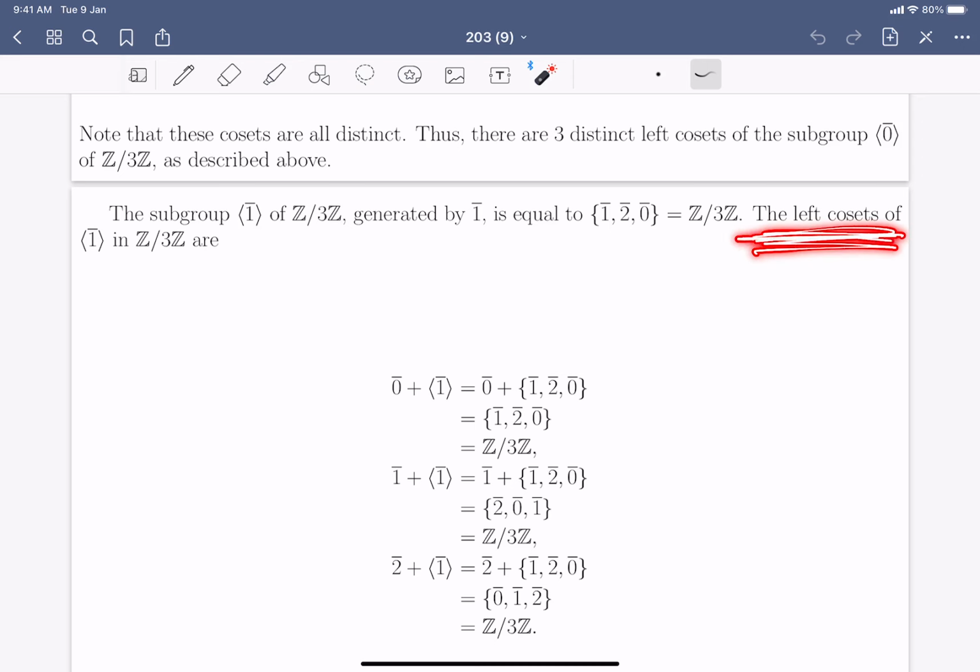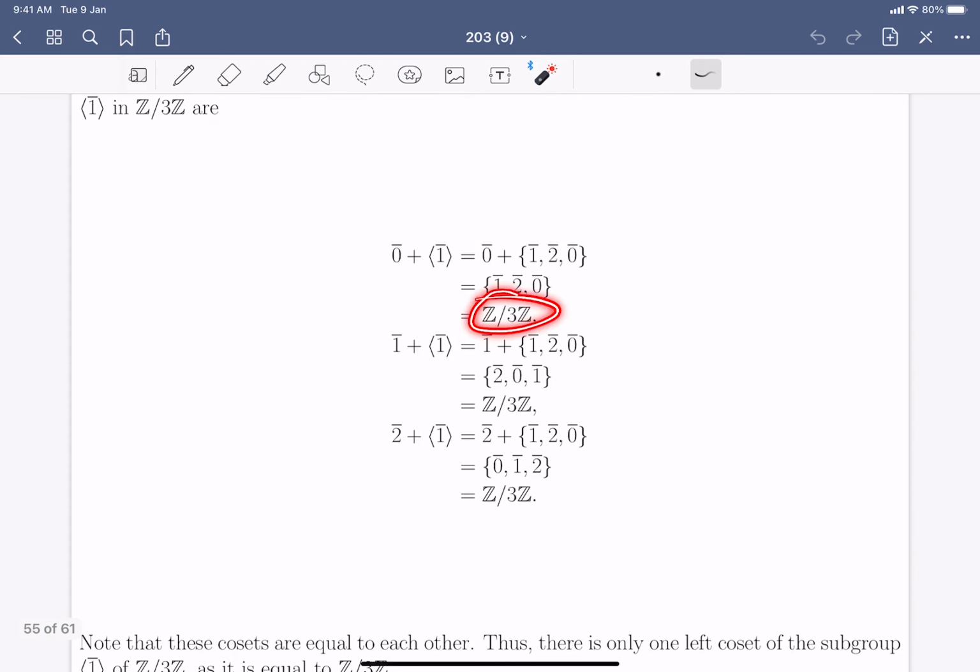So we have to look at 0 bar plus 1 bar. Which is 0 bar plus this by definition. So now you have to add 0 bar to this element, then you have to add 0 bar to this element, then you have to add 0 bar to this element, okay? Then you will end up getting 1 bar and 2 bar and 0 bar, which is equal to Z mod 3Z.